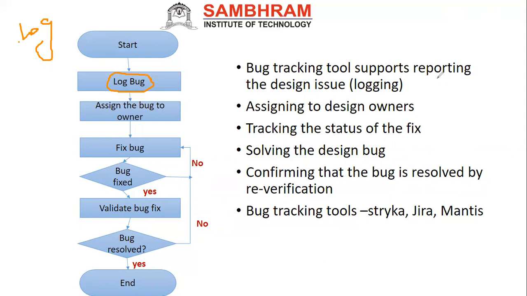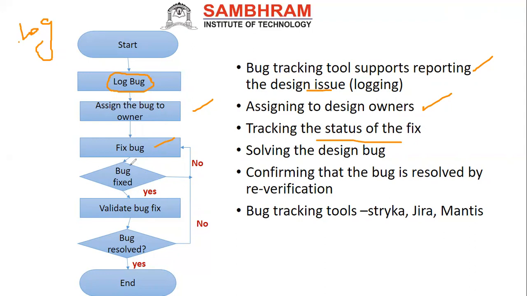First, the bug tracking tool supports reporting the design issue. Next, assign the bug to the design owners. Next, we have to track the status of the bug, whether it is solved or not, whether it is fixed or not. So, fix bug. Once the bug is fixed, it goes here.